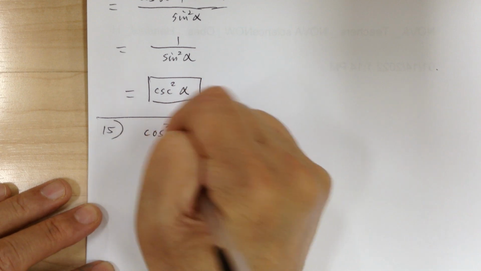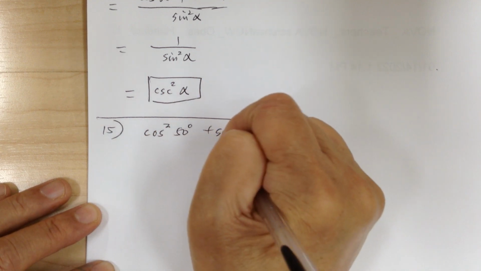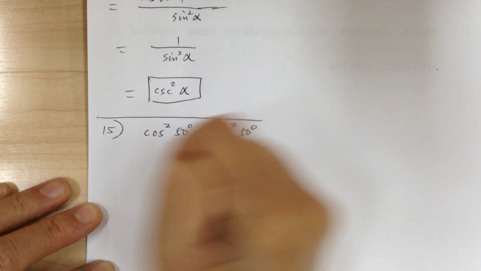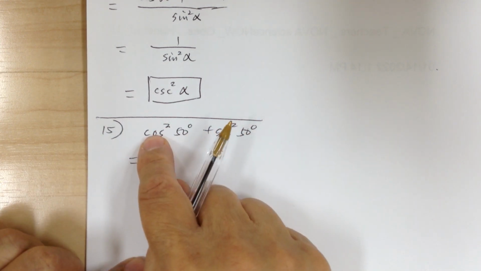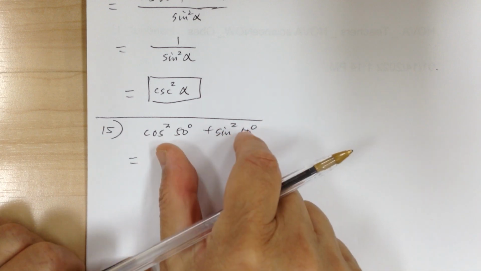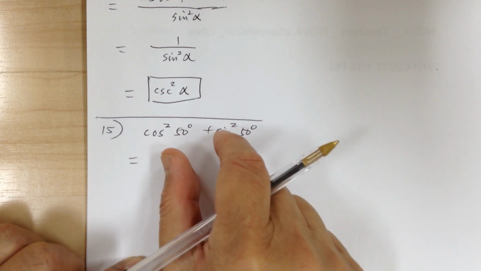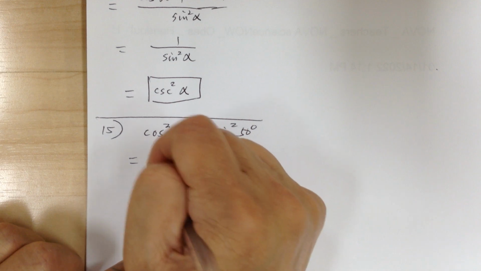You got cosine square 50 degrees plus sine square 50 degrees. Now, if they're the same, right? So sine square plus cosine square equal to 1. So if they're the same degree, then you just use the identity, right? Okay, so this is equal to 1.